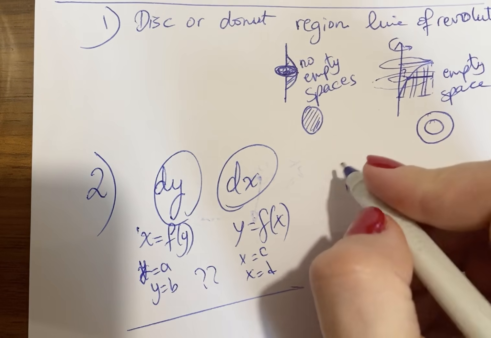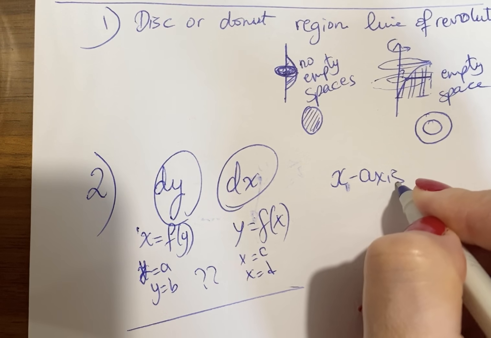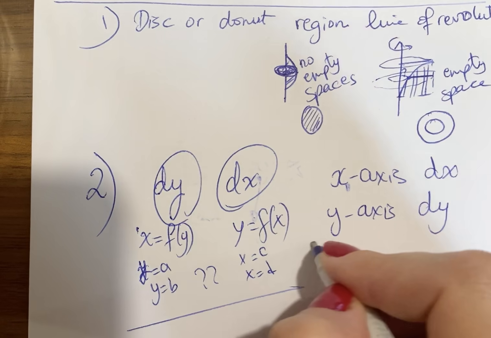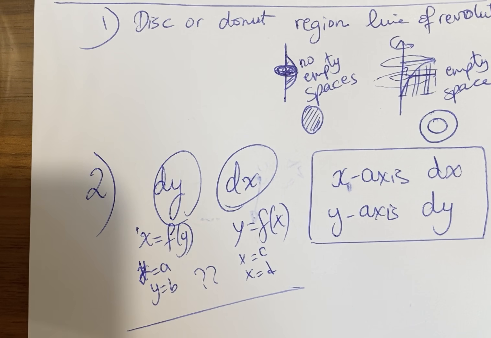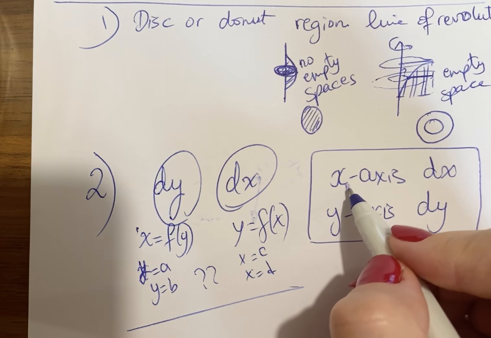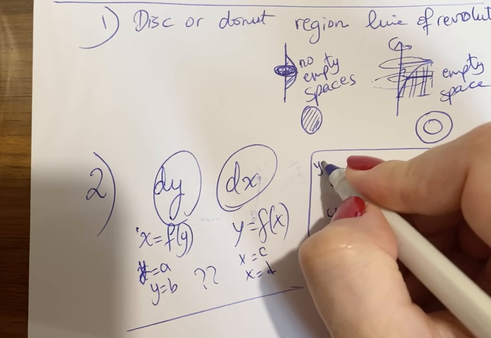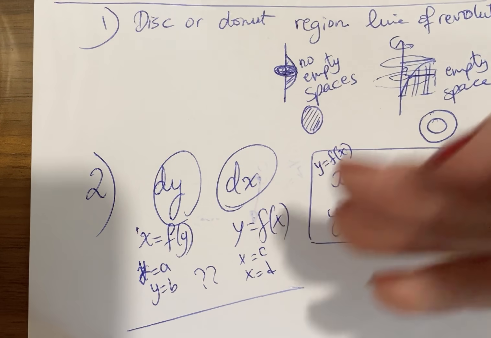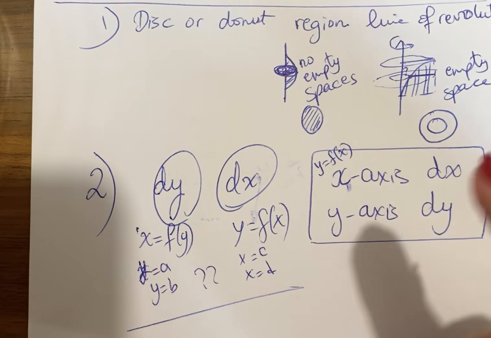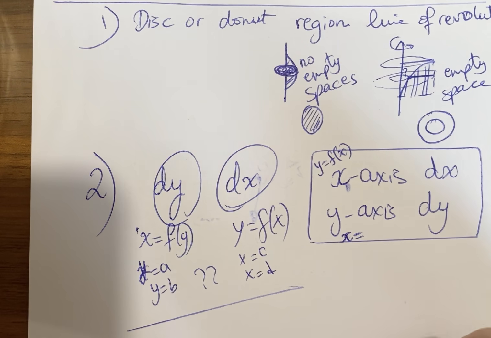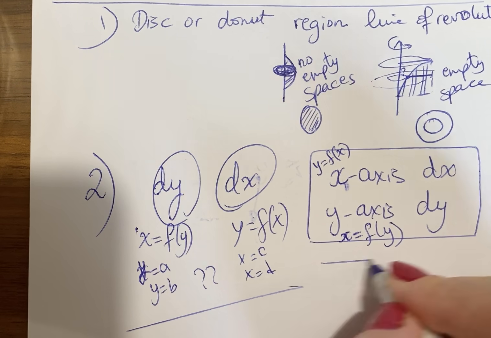How do you choose? If you are rotating with respect to the x-axis, it's dx. If you are rotating with respect to the y-axis, it is dy. It's a very simple story so far. All right? So if you're rotating with respect to the x-axis, directly you look at your formulas and you make sure your formulas are all looking like y equals a function in x. If you're rotating with respect to the y-axis, you directly take a look and x should be a function of y rather than otherwise.